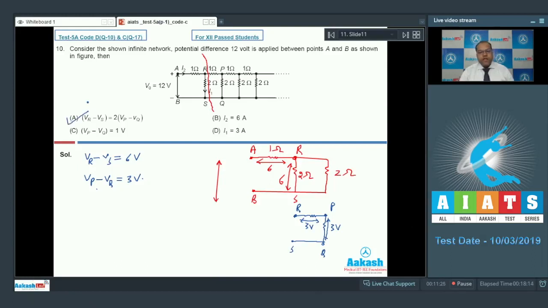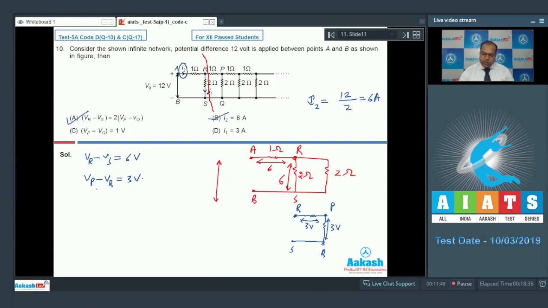Now we have to find out what is the value of I2 and I1. So I2 is the current in this branch, then I2 can be written as potential difference 12 volt divided by total resistance. So the total resistance comes out to be 2 ohm. So it comes out to be 6 ampere. So option B is correct.